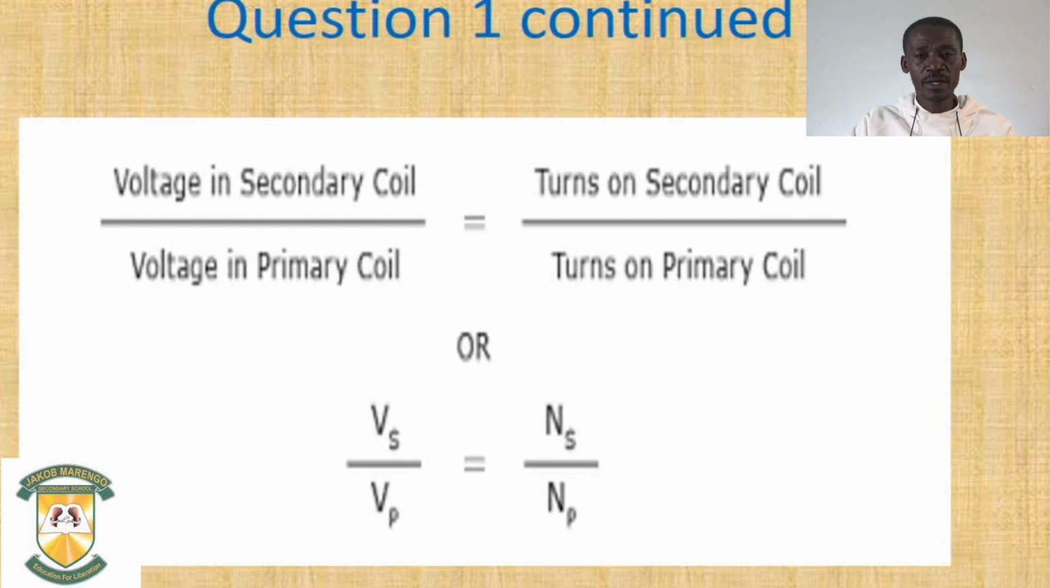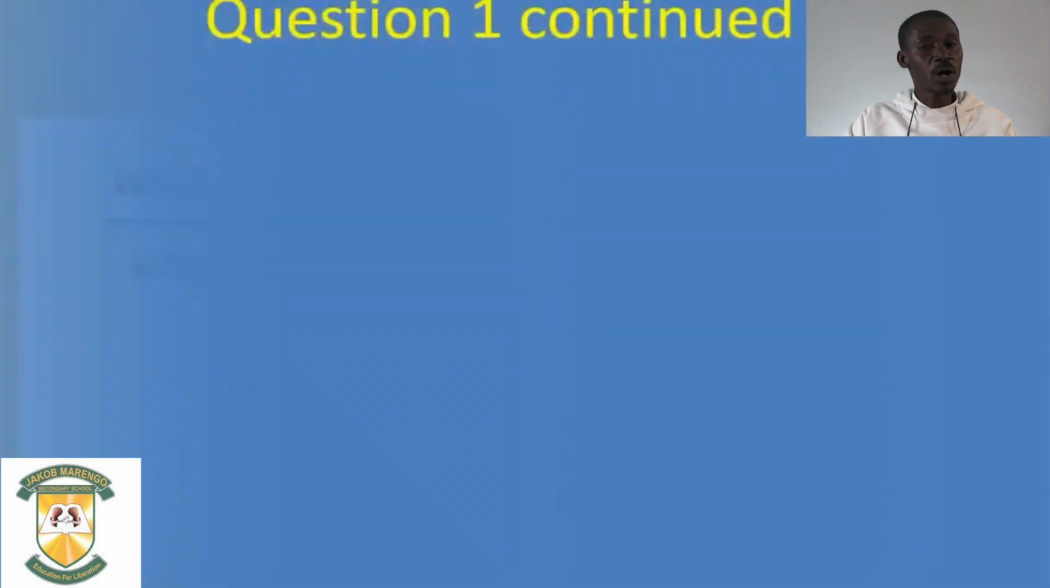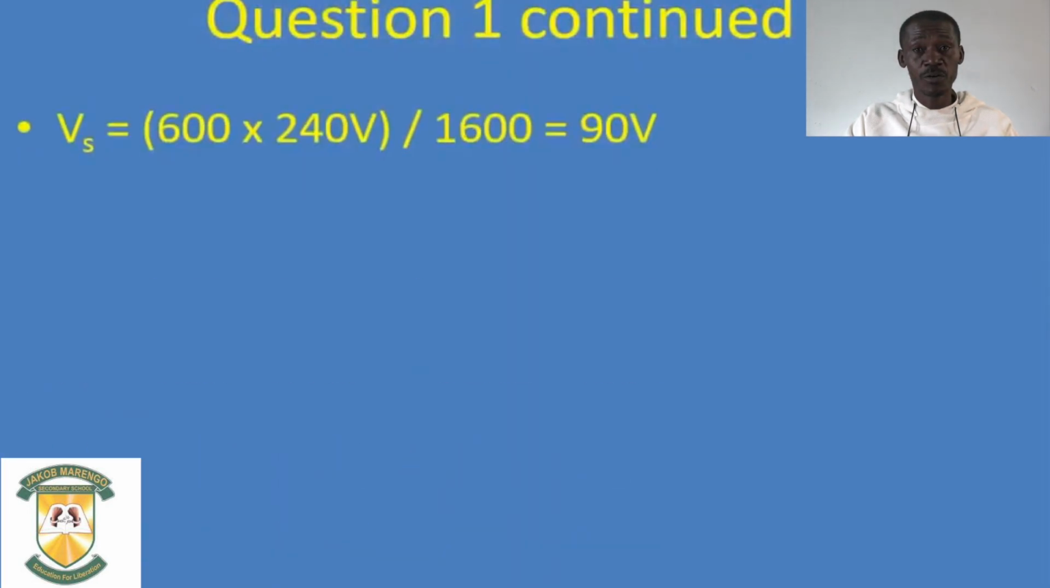If you make use of that equation, you will see that the voltage in the secondary coil will be equal to 610 multiplied by the 240 volts supplied, all divided by 1600 turns in the primary coil, to give us a final answer of 90 volts.